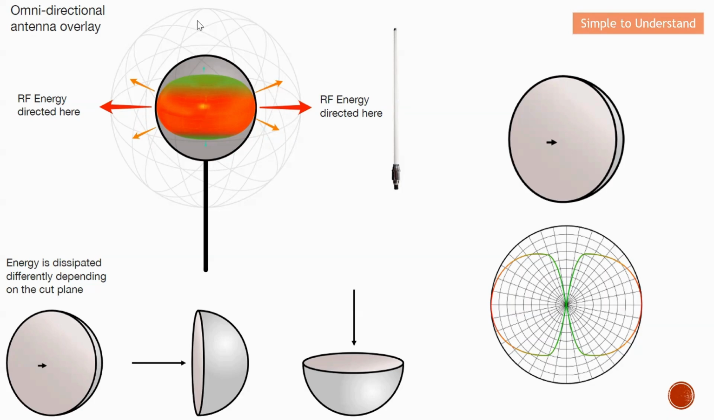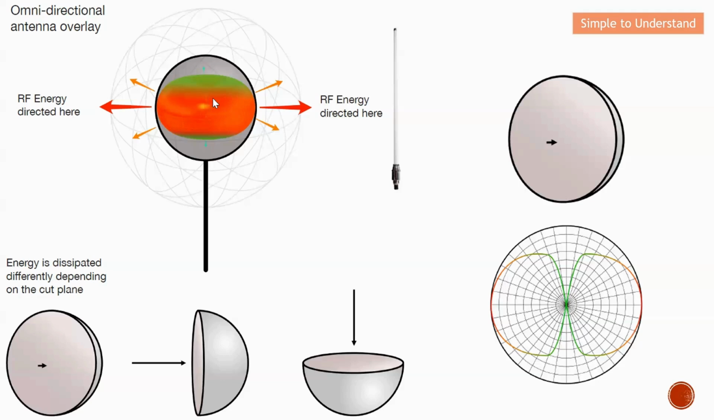In short, if you look from the top, there will be a hole right in the middle. How does the RF energy actually radiate? It will look like this. It radiates out from the antenna, around the antenna, as you can see from here. So this is how they release the RF energy.